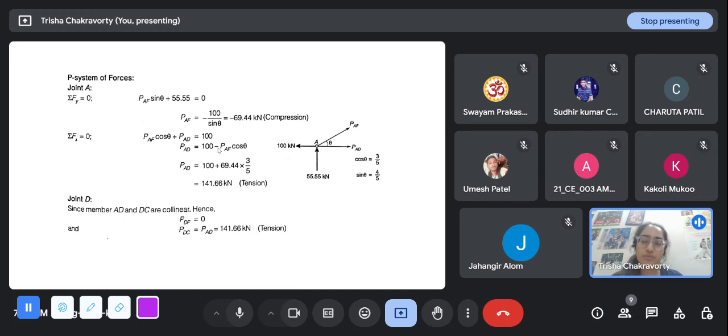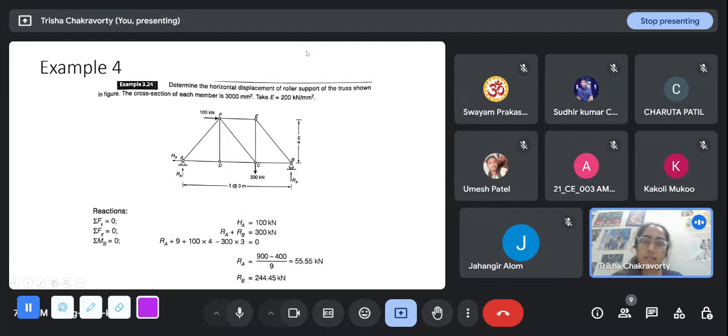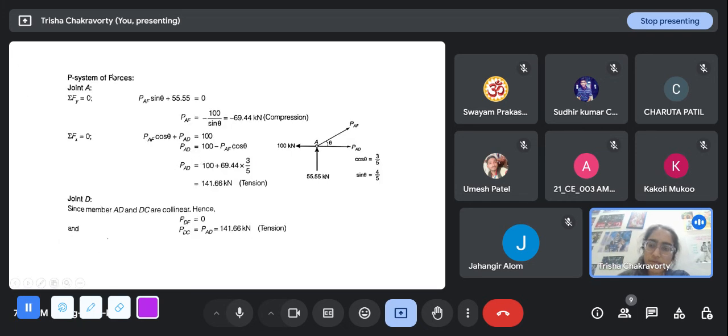Sorry, not a joint F. Joint F has so many members at it. So we are starting at joint A here. This is one member, this is one member, because in method of joints we can only solve joints which have two unknown member forces, because we have only two equations at each joint, sigma Fx equal to 0 and sigma Fy equal to 0.